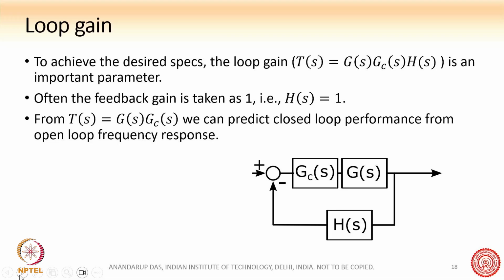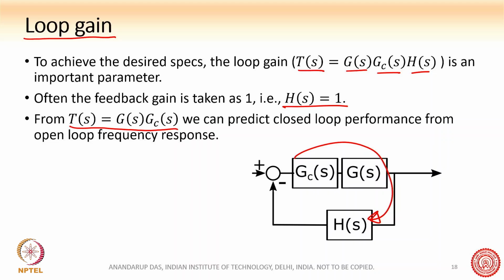Now another important concept, so I'll come back to the previous slide, but the other important concept that I was just trying to tell you a few slides back is what we know as loop gain. As I told you, loop gain is nothing but GS, GCS, HS. So you can see here, as I move here, this is the loop gain, right? Now often this feedback gain is taken as HS equal to 1. As I told you previously in one of the slides, we would like to make that HS equal to 1, and then the loop gain becomes TS equal to GS into GCS.